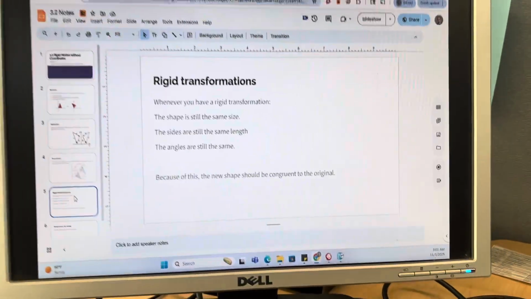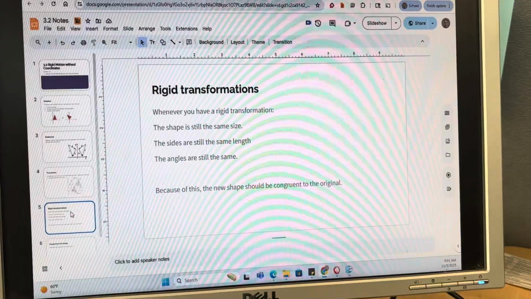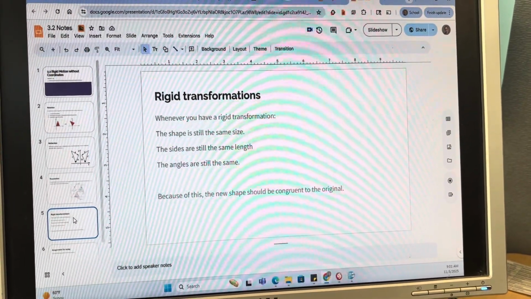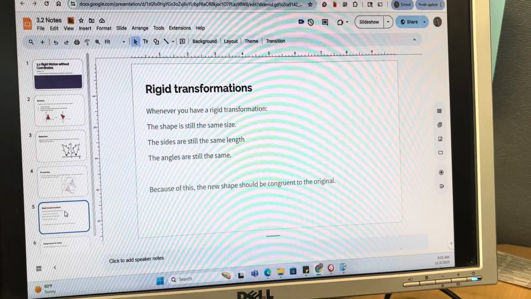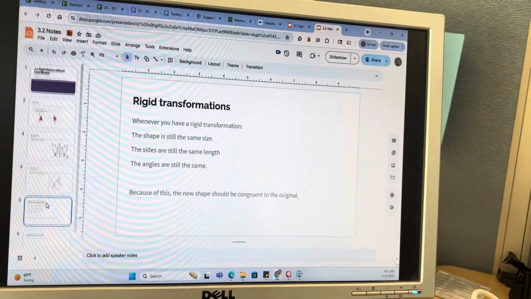And then when you have rigid transformations, just the definition of a rigid transformation: the shape is still the same size, the sides are still the same length, the angles are all still exactly the same, so the new shape should be congruent to the original.